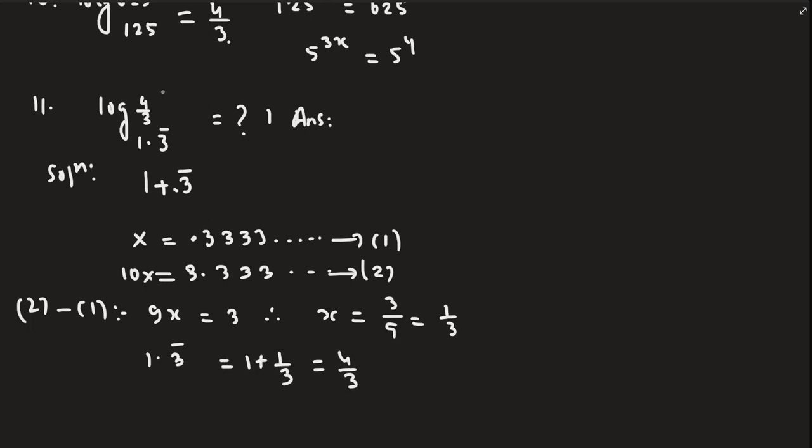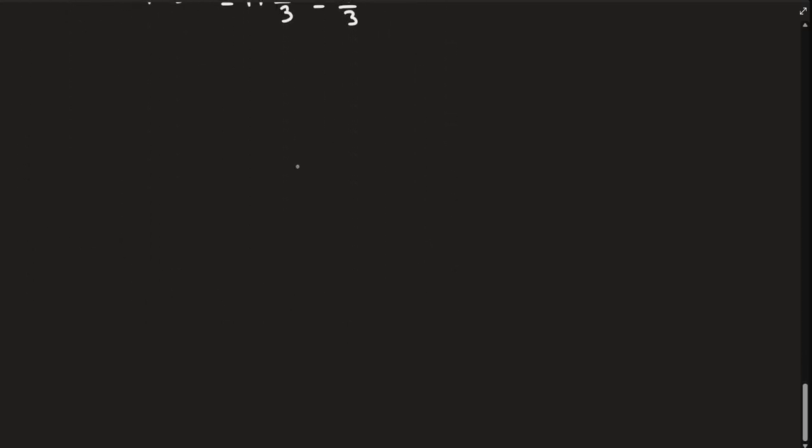So now 1.3 recurring we can write as 1 plus 1 by 3, which is nothing but 4 by 3. So here the logarithm argument is 4 by 3 and the base is also 4 by 3. So we are getting the total value as 1. Now next question. Question number 12.